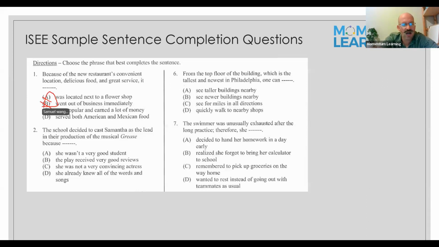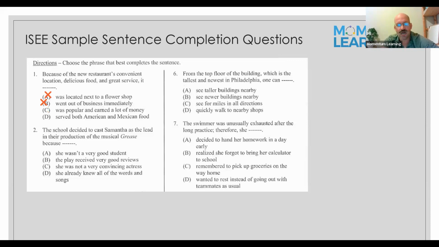Good. All right. So now when we look at that it has delicious food and great service, that's part of the emphasis of that sentence. So we see that being used, and it tells us that went out of business immediately would be the opposite of it, would be an antonym.